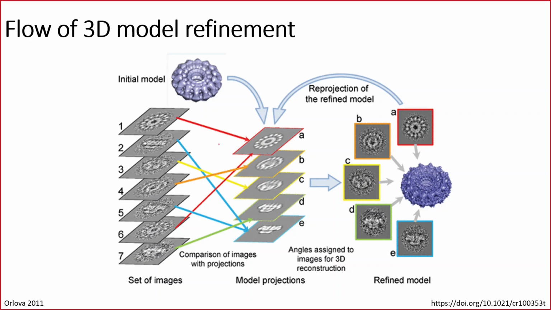This way we find with what probability particle number 1 matches projection A or projection B or C, and then we integrate, or sum, all the probabilities and weight this particle with these orientations to produce a new initial model for the next iteration, which will again be reprojected in different orientations depending on the sampling rate.